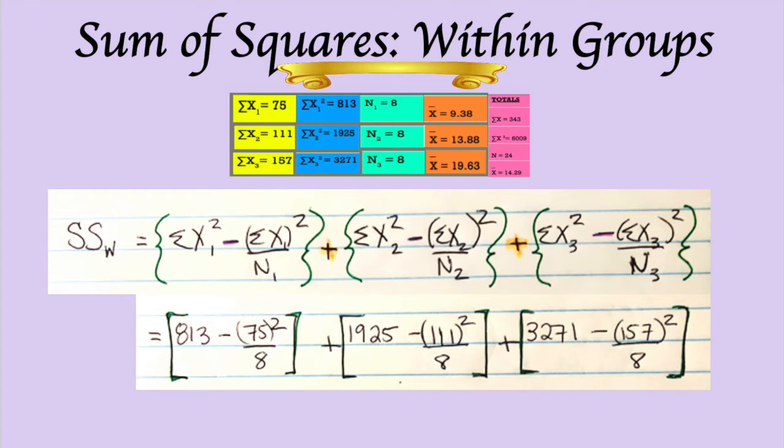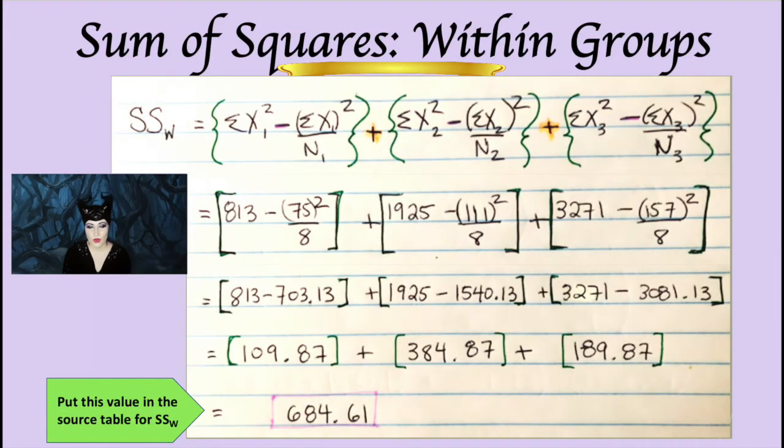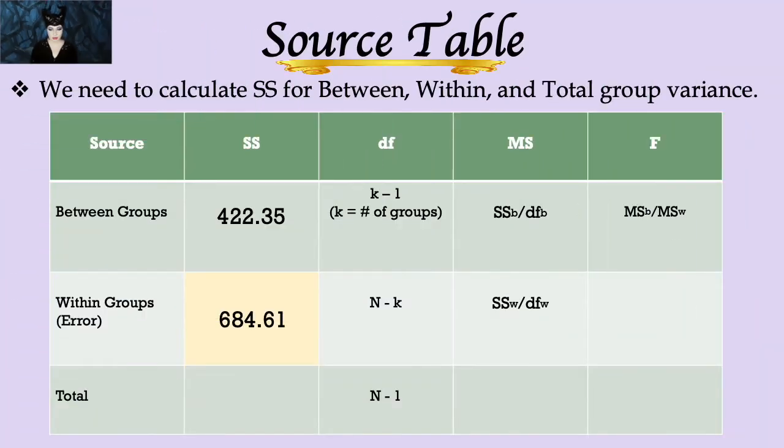And if we continue simplifying that further, we should get 109.87 plus 384.87 plus 189.87. If we add all of those together, we are ultimately left with the within group variance of 684.61. This is the value that's going to go in our source table for sum of squares within groups.